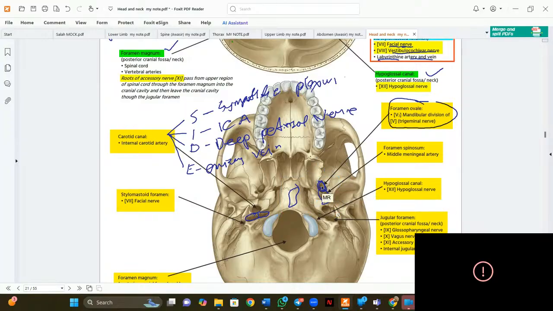Foramen ovale, we know the content. Foramen ovale, and this is, I think, that foramen ovale. This is jugular foramen. Foramen ovale. Then behind it, foramen spinosum.